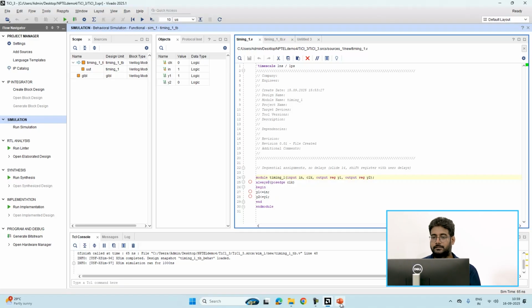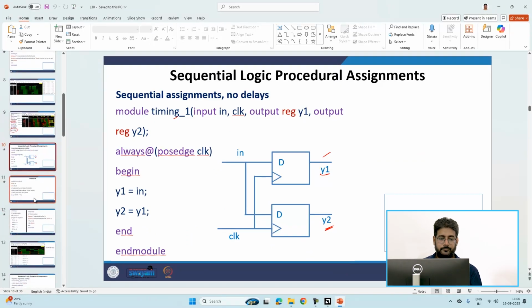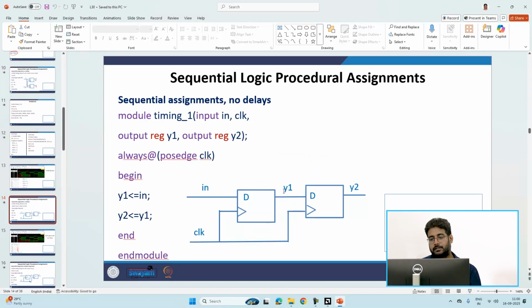In the lecture, it is in slide number 14. As you can see, the circuit for this. Slide number 14 is this. So there's this delay. When this y1 comes only then this clock cycle, and at the next clock cycle this y1 is assigned to y2. It is like this.